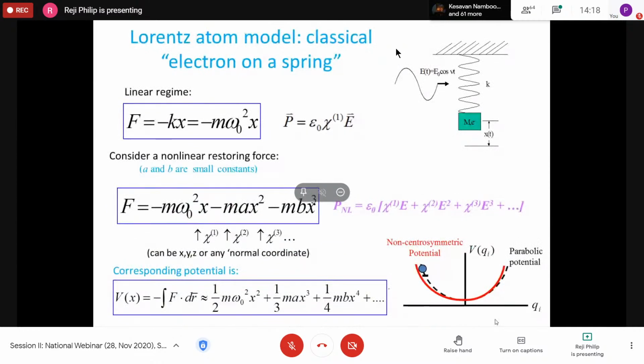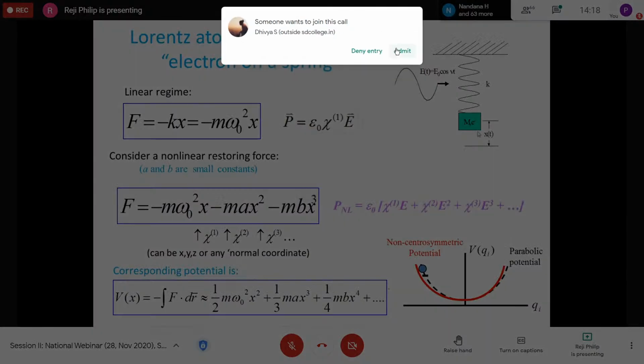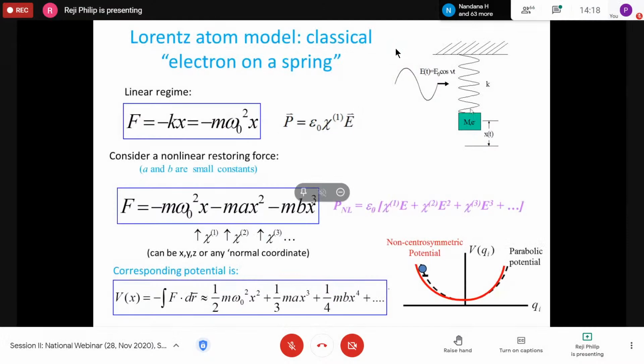Now we look at the Lorentz atom model. So same thing, the classical electron on a spring picture. If this is a weight on a spring, then as we know, you can make this oscillate. In the same way, an electron here can oscillate because of the applied electric field.